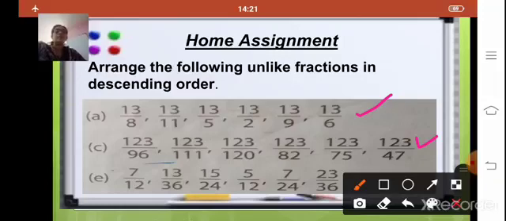Whereas in the third sum, you will have to take the LCM of 12, 36 and 24, and then make the fractions like fractions. That means make all the denominators same according to the LCM you get. And then compare the numerators and arrange in descending order.